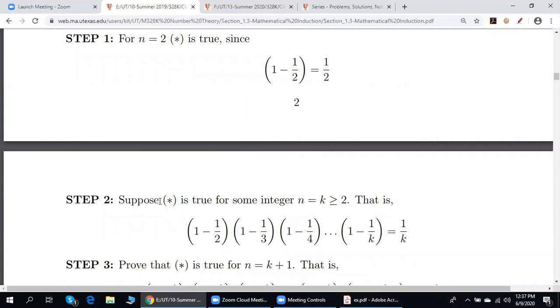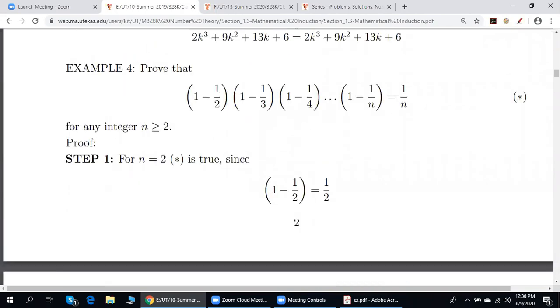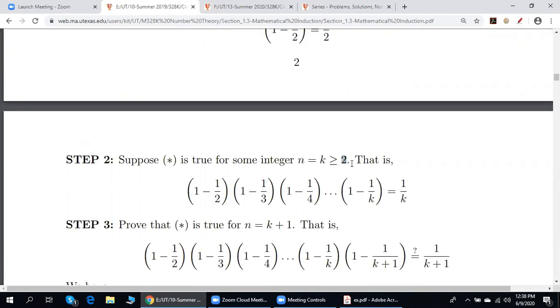Step 2. Suppose asterisk is true for some integer n is equal to k. And again, here's a difference between this example and all previous examples. In all previous examples, we put n is equal to k, which is greater or equal to 1. But since we want to prove this for n greater or equal to 2, here we put 2. So suppose asterisk is true for some integer n is equal to k, which is greater or equal to 2.